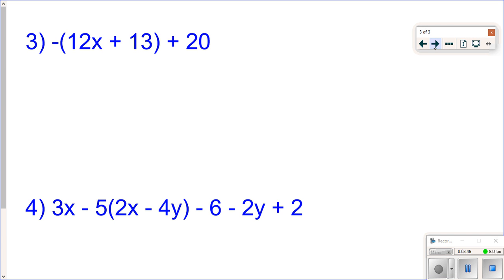All right, I got 2 more for you that a lot of times confuses students. You have a negative sign here that's being distributed in.